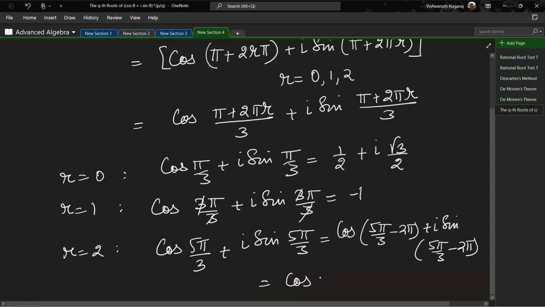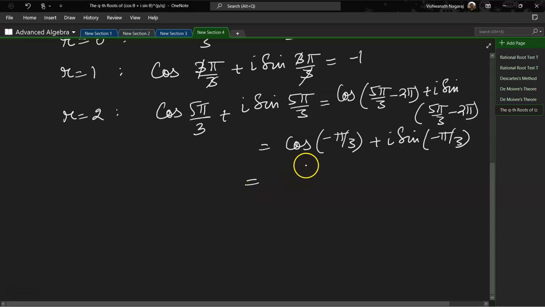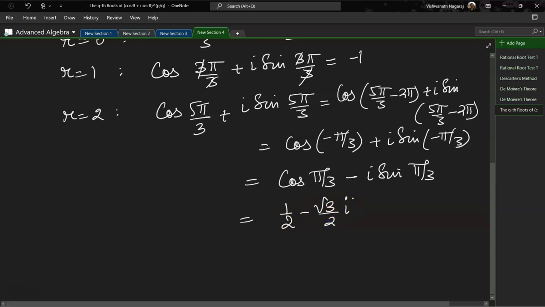We get cos of minus pi by 3 plus i sin of minus pi by 3. Now cos of minus x is cos x, so this will be cos pi by 3, and sin of minus x is minus sin x, so minus i sin pi by 3, which is 1 by 2 minus root 3 by 2 i. So the roots are -1 and 1 by 2 plus or minus root 3 i by 2. These are the three cube roots of -1.